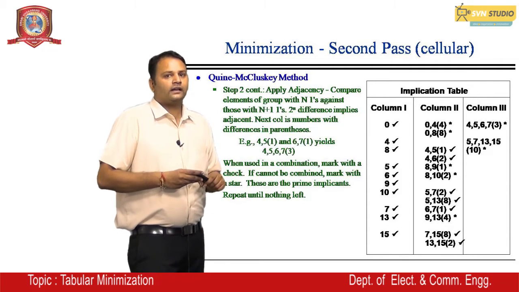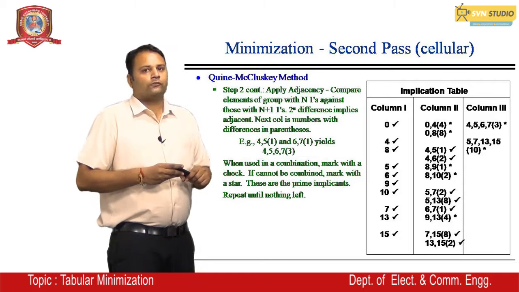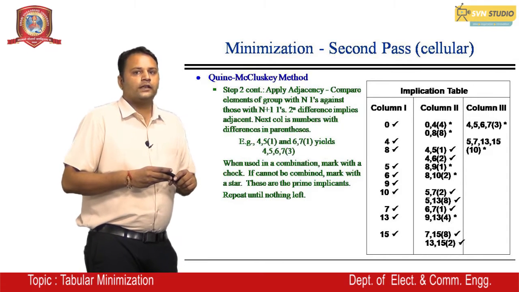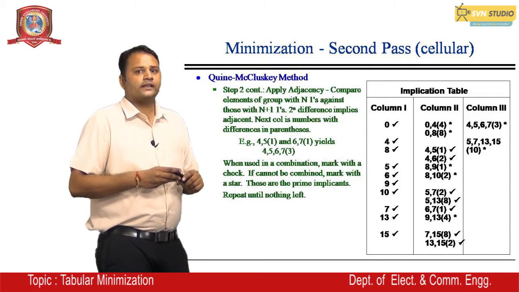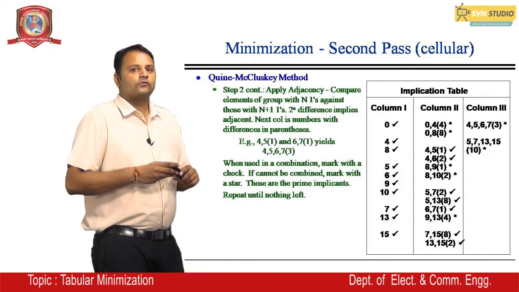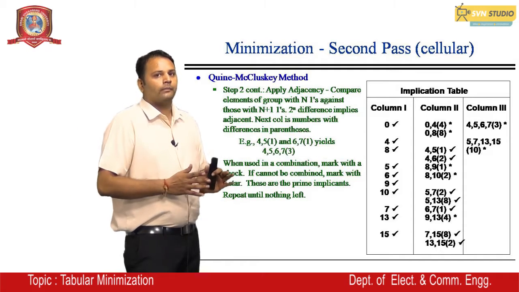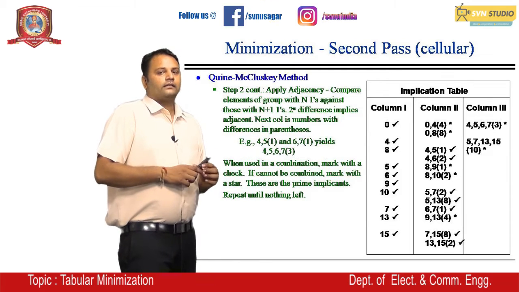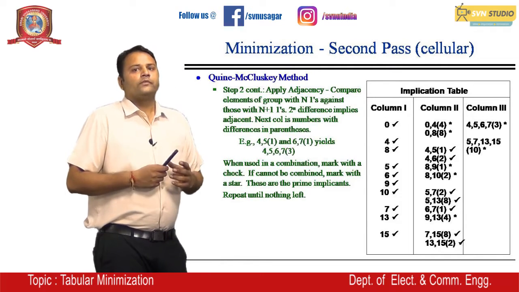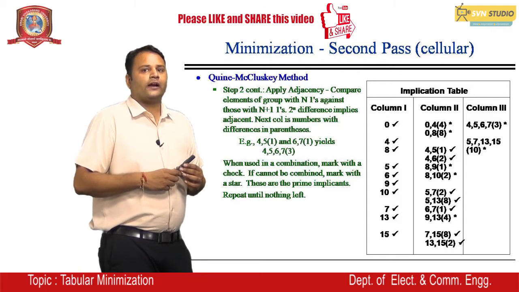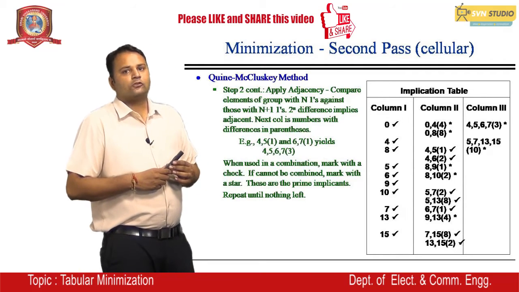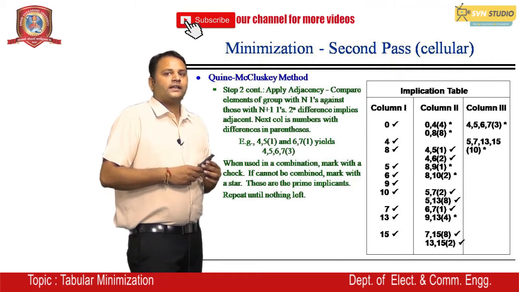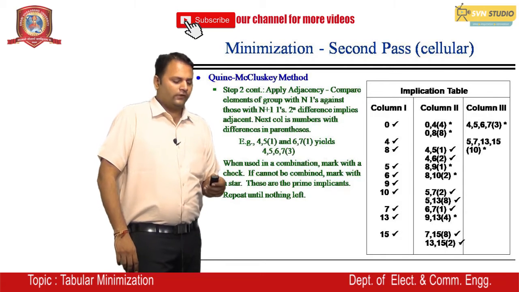0, 4 can make a group with 0, 5, it is not possible. Next 0, 4 can make a group with 0, 6, it is also not possible. So we have to make a third column by increasing 1 by 1. So we will find groups in the third column: 4, 5, 6, 7 that has a difference of 3, and 5, 7, 13, 15 that has a difference of 10.